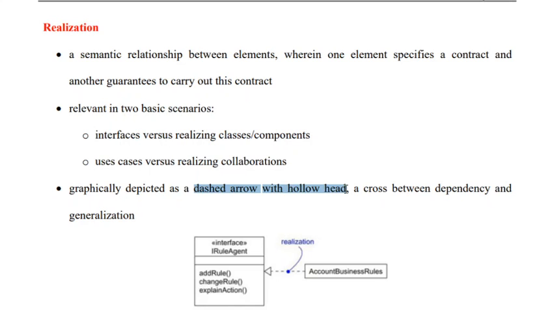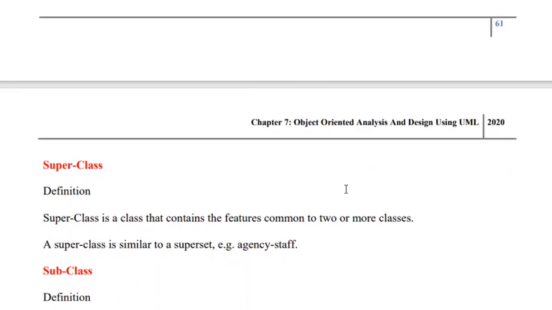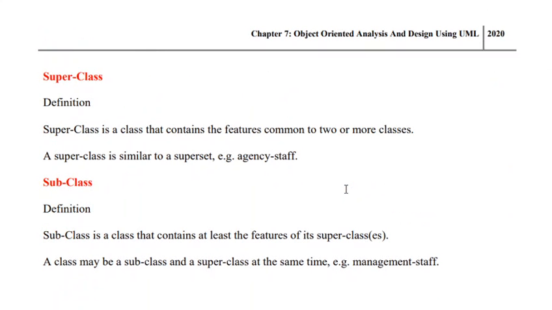So it's basically a relationship between the one who specifies the contract and the one who provides support for the contract. So contracts are nothing but an alternative use for activities. Now the next concept that we need to discuss is superclass and subclass. This is a very simple concept. A superclass is a class that contains the feature common to two or more classes, right?